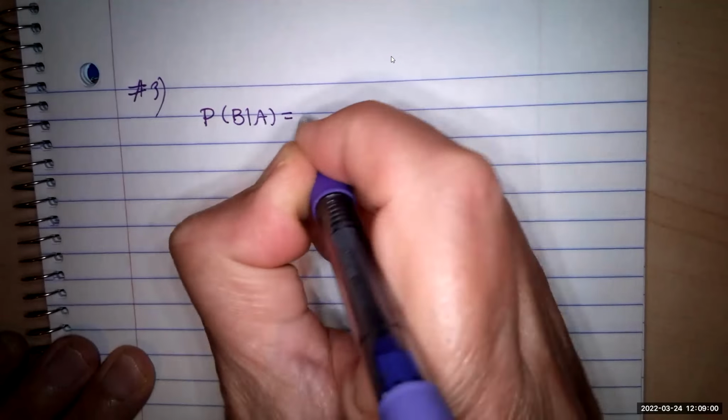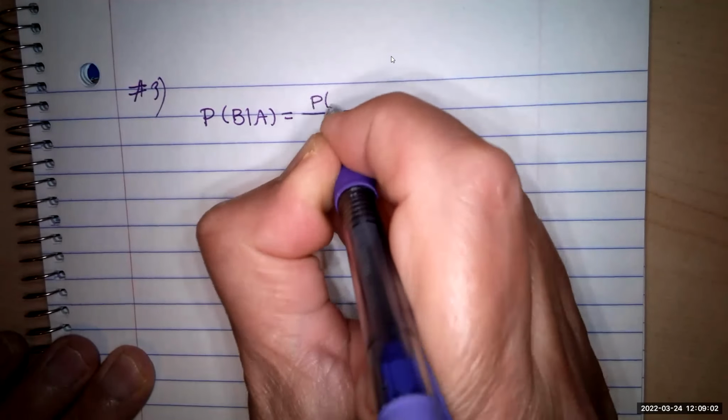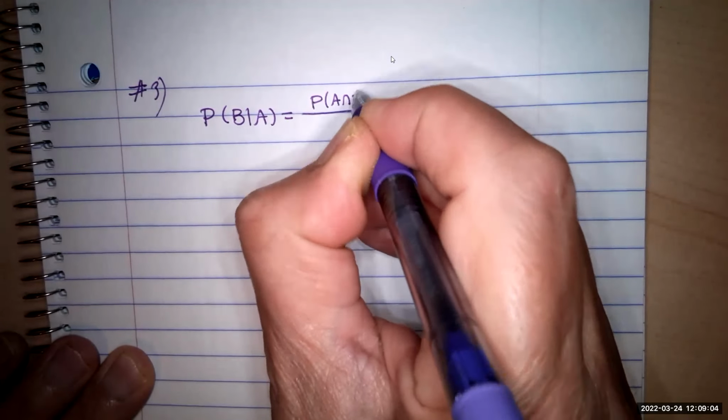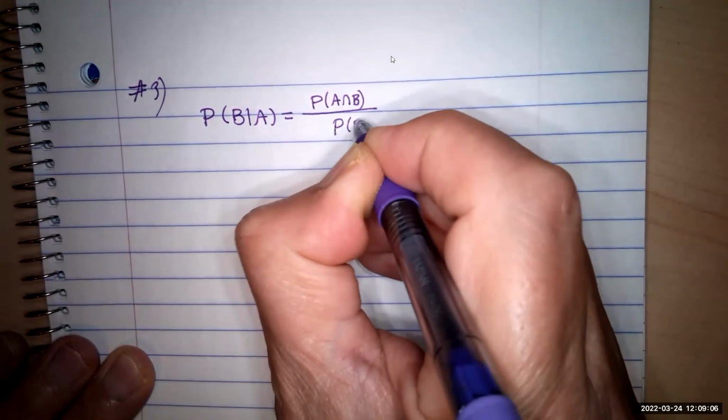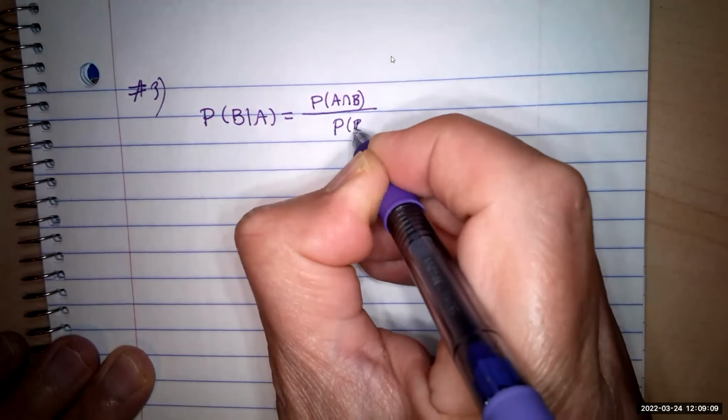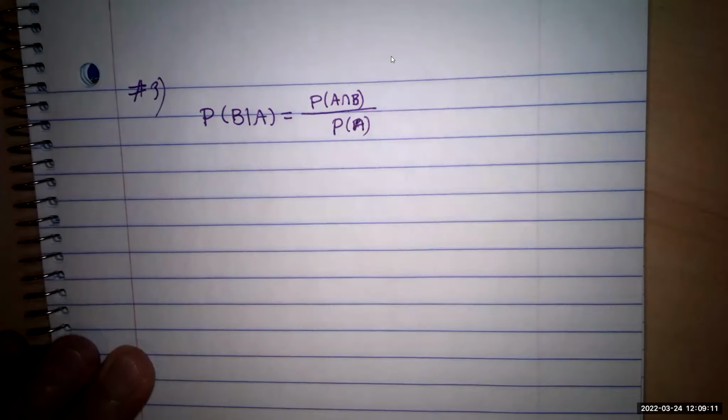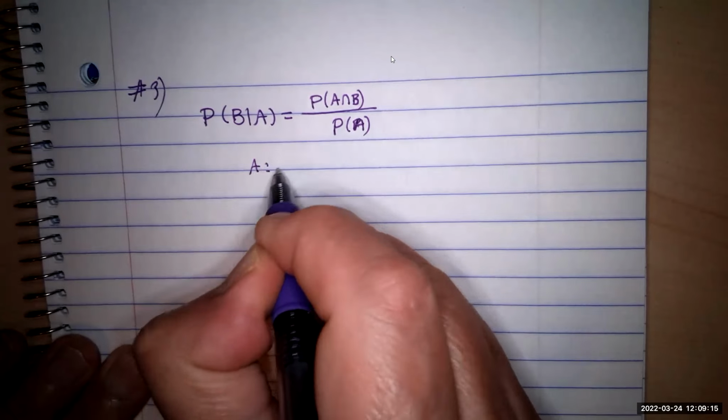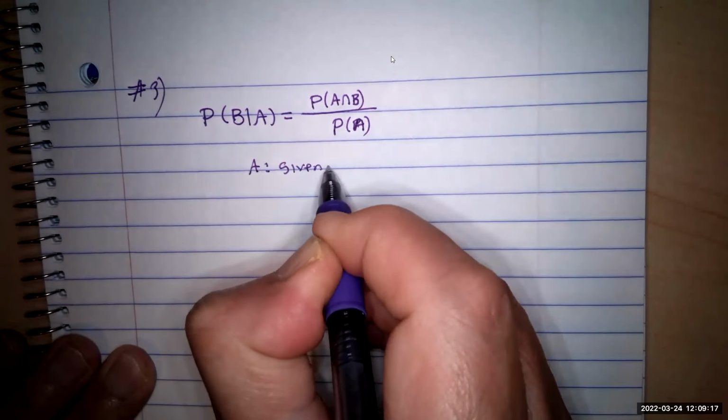The formula for the conditional probability is this one. Probability of B given A is equal to the probability of A and B divided by the probability of the given one, which is always A. Call it A so that you are not going to be confused. So A is the given event.